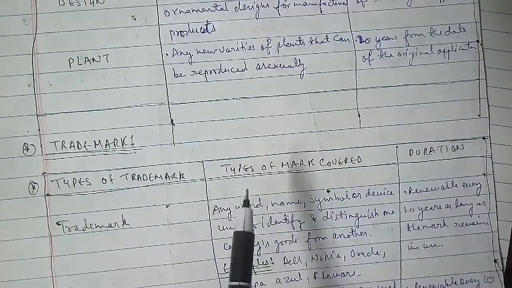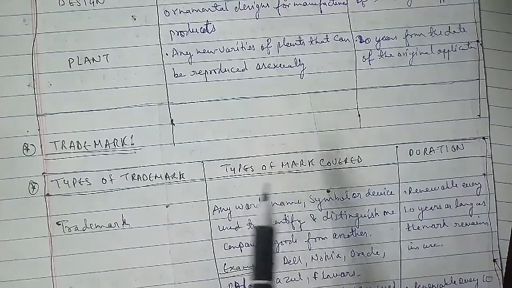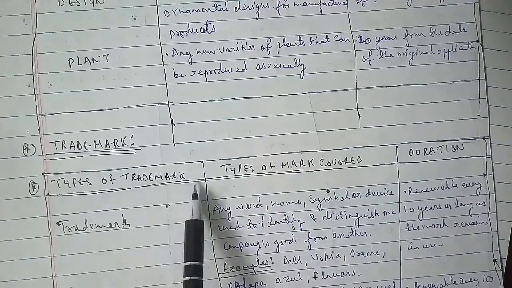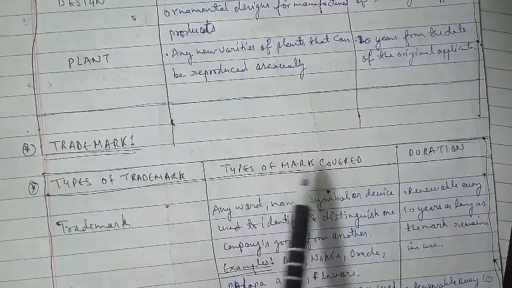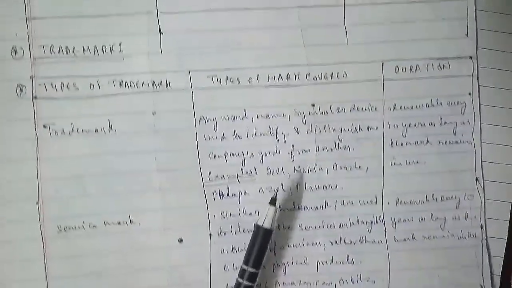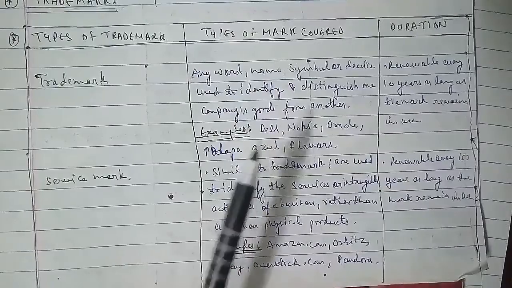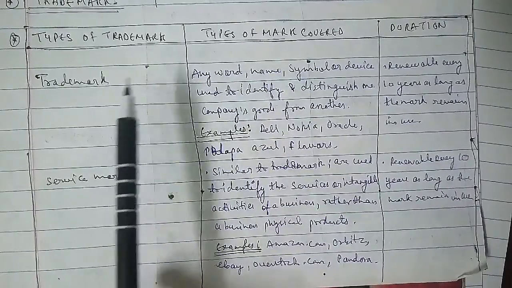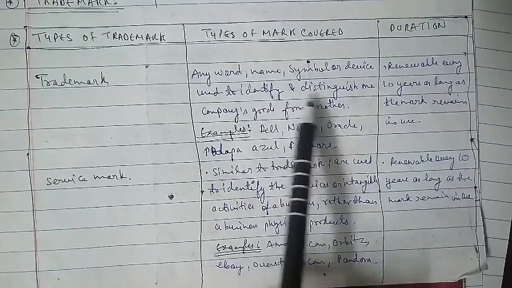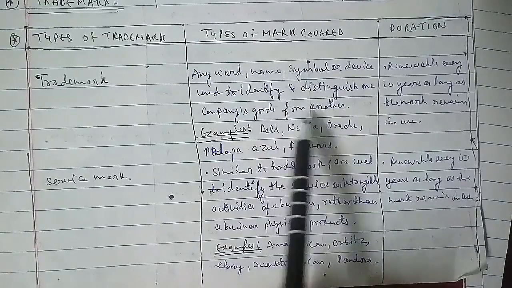For the service mark, the type of mark covered is similar to the trademark, but is used to identify the services or intangible activities of the business rather than the business's physical products. Examples are Amazon.com, Orbitz, eBay, Overstock.com, and Pandora. The duration is renewable every 10 years as long as the mark remains in use.